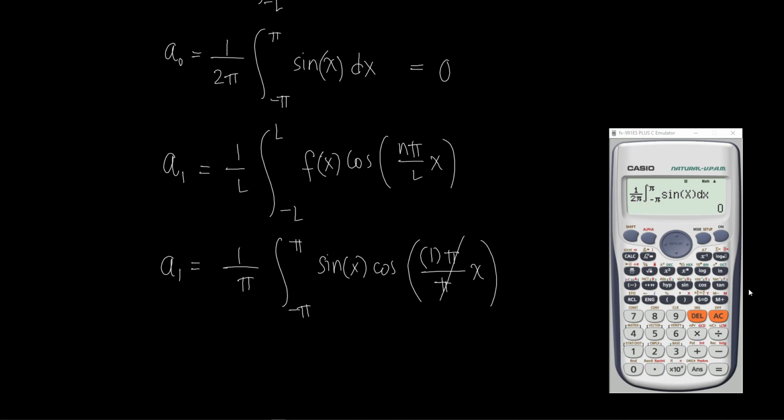Then 1 over pi times the integral of sine of x, which cancels out, so cosine of x, from negative pi to pi. Then press equal. Still 0.